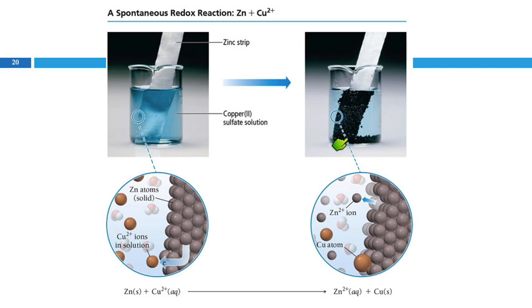And then we see this black crusty-like stuff that's forming on this zinc strip. Now that does not look like copper, but it is just copper being deposited in kind of a messy way. Any questions?